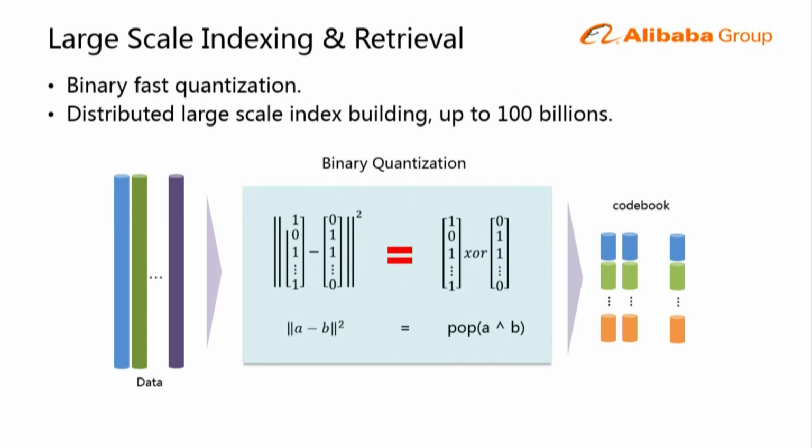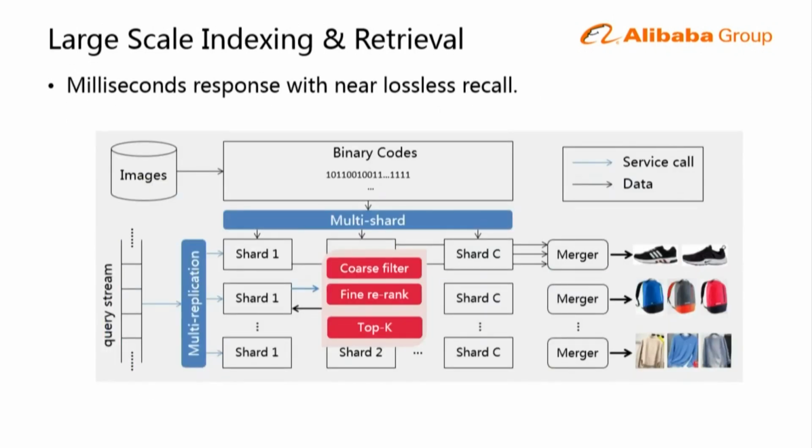The third technology innovation is called large-scale indexing and retrieval based on the vector representation. Because in the deep learning world, each object or each image is represented as feature vectors. And therefore, the image search process is converted into vector search. So we came up with a binary fast quantization method, which can handle a huge amount of data, up to 10 or 100 billions of data. The online speed is also very fast. It can return the top K results in milliseconds with near lossless recall.